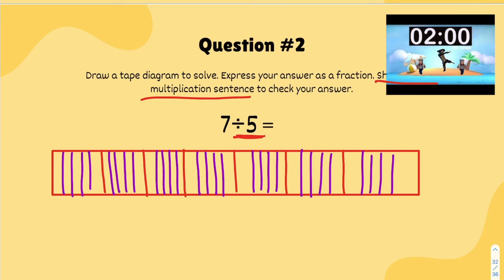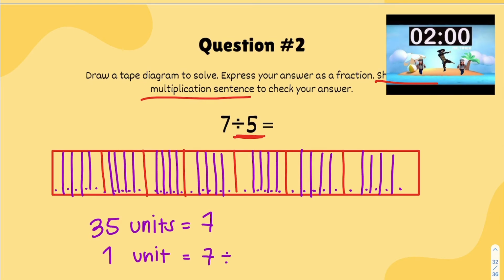So what we know is that 1, 2, 3, 4, 5, 6, 7, 8, 9, 10, 11, 12. Right now I'm just counting up all the little pieces that we made. 13, 14, 15, 16, 17, 18, 19, 20, 21, 22, 23, 24, 25, 26, 27, 28, 29, 30, 31, 32, 33, 34, 35. We know that 35 units equals 7. We know that 1 unit is 7 divided by 5. So in other words, this is 7/5.